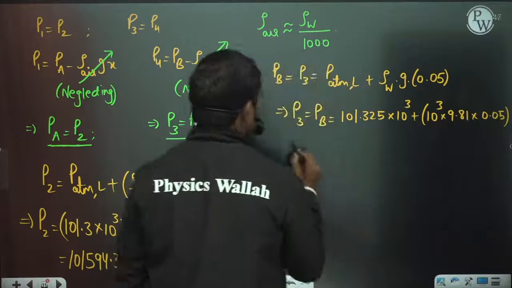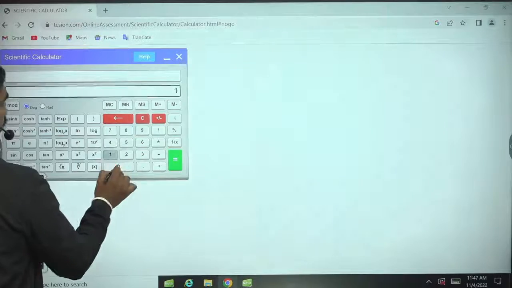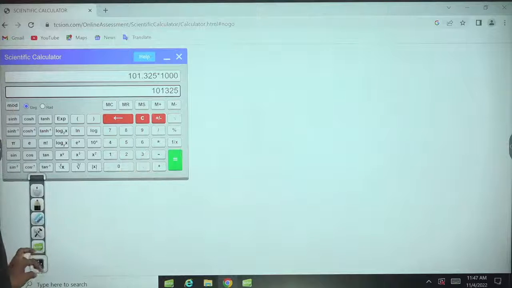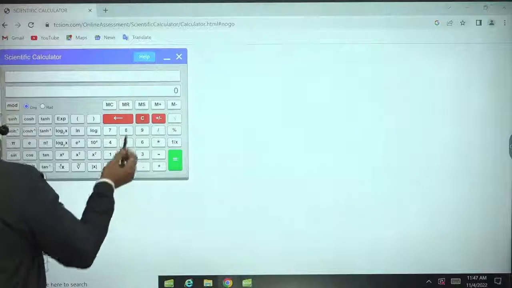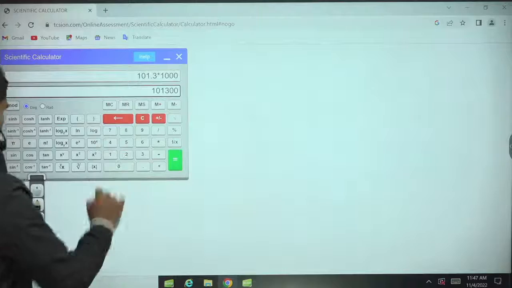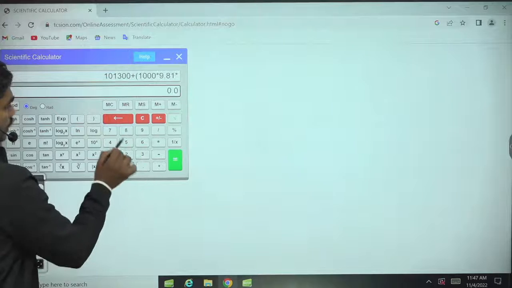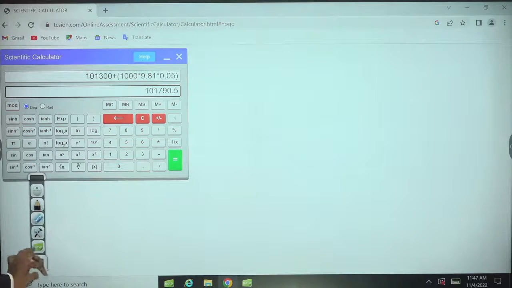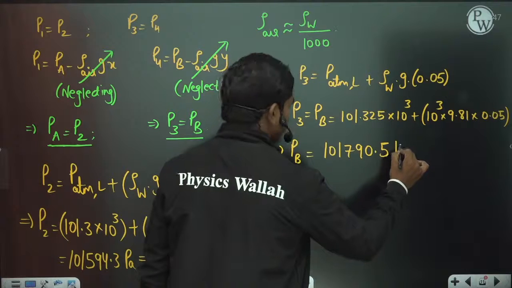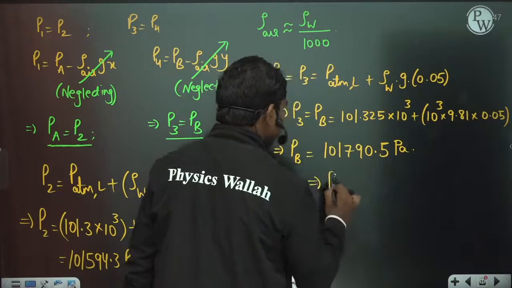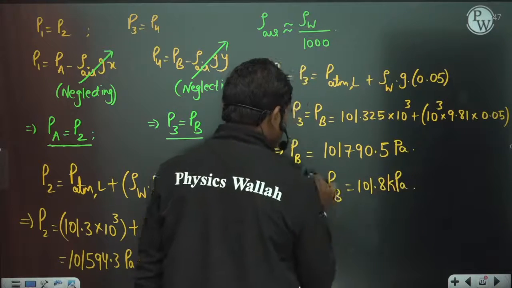So let us simplify these values. PB is equal to 101.325 into 10 cube. Now, as they have given only 3 decimals, let us not take this 0.25, we take 101.3 into 10 cube, this is the value, plus 1000 into 9.81 into 5 centimeters. So this gives 101,790.5 pascals. If you write in kilopascals, your PB value is almost 101.8 kilopascals.